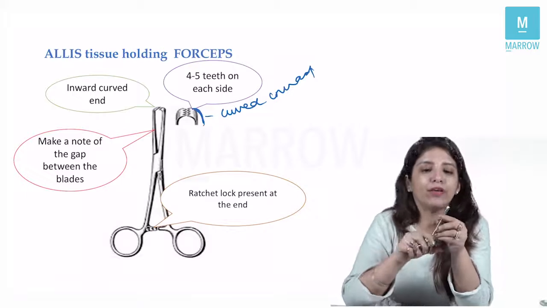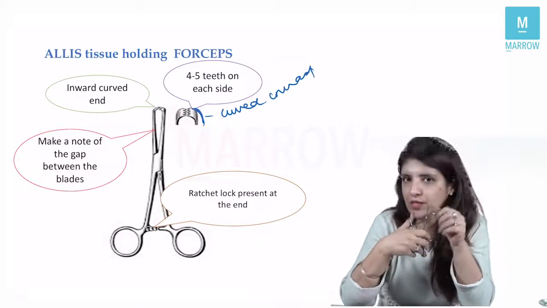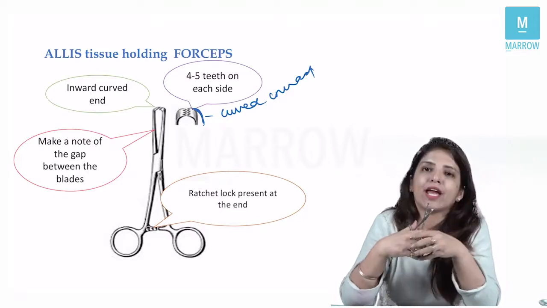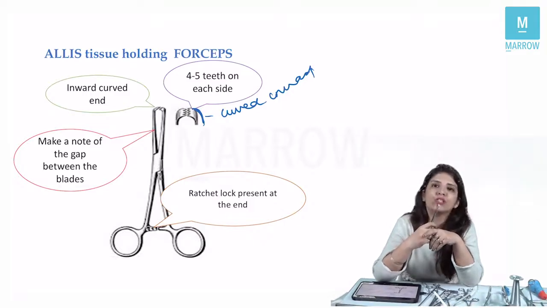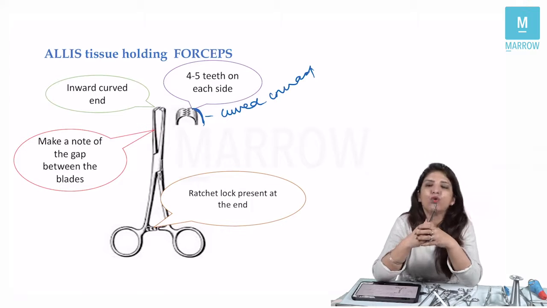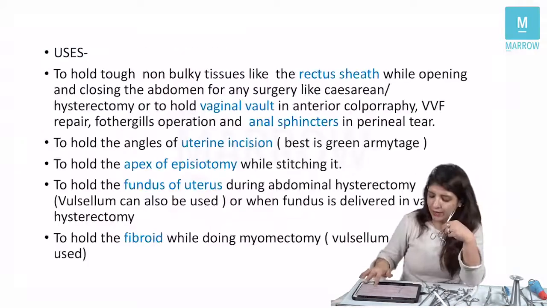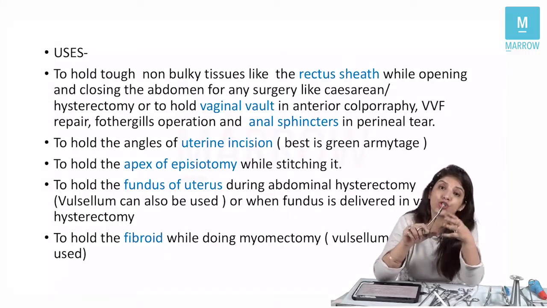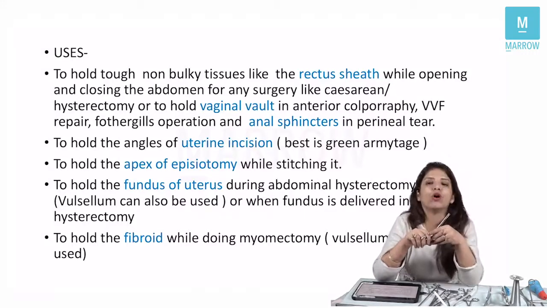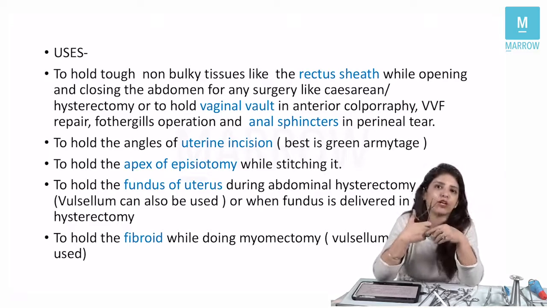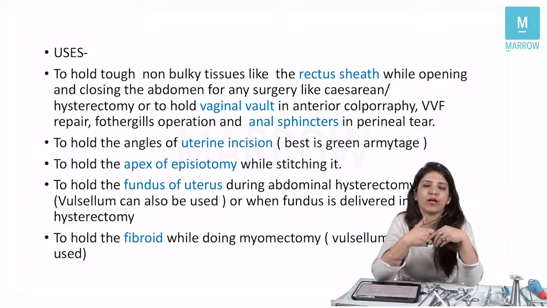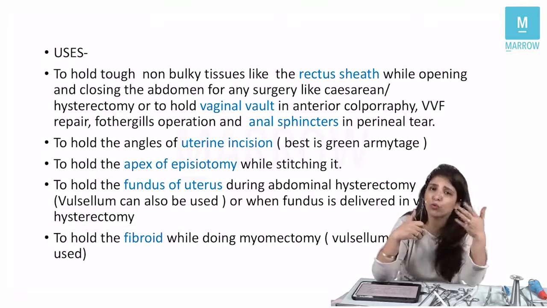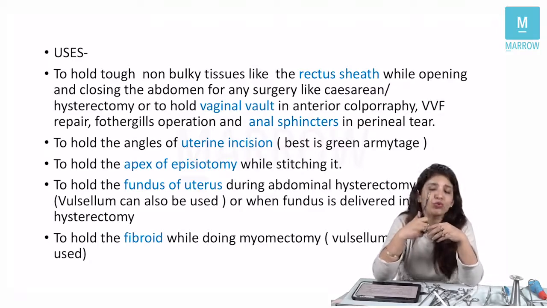Now, whenever teeth are present, these teeth help to hold tough tissues. So Alice forceps is used to hold tough, non-bulky tissue. If you want to hold the rectus sheath while you are doing cesarean section or abdominal hysterectomy, then you can use the Alice forceps. Or if you want to hold the vaginal vault while doing vaginal surgeries, like VVF repair, Fothergill's surgery or anterior colporrhaphy, then you can use Alice forceps.